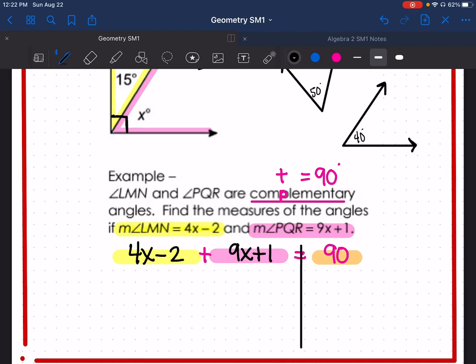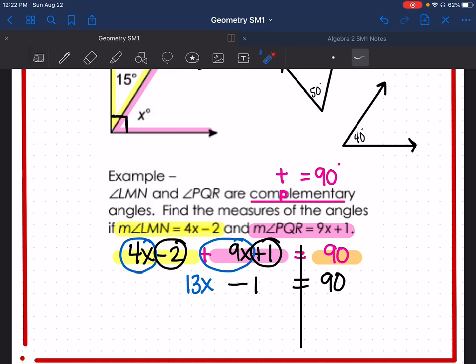No picture is necessary because the word complementary tells me what to do. There's no distributing to do, but there are like terms to combine. I'm going to combine together my 4x plus my 9x, which does give me 13x. And I am going to combine together the negative 2 and the plus 1, which would give me minus 1, equals 90.